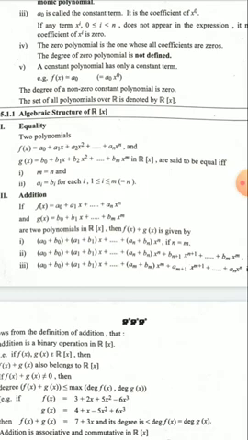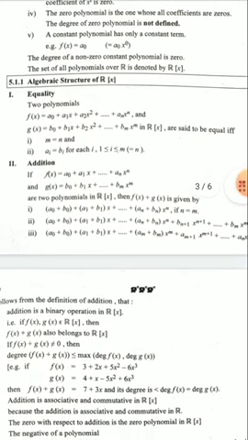So two polynomials are equal if the coefficients of like powers of x are same and the degree of both the polynomials are same. So this is simple. Now let us define the addition of two polynomials.